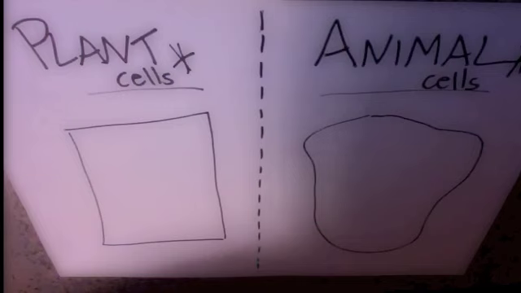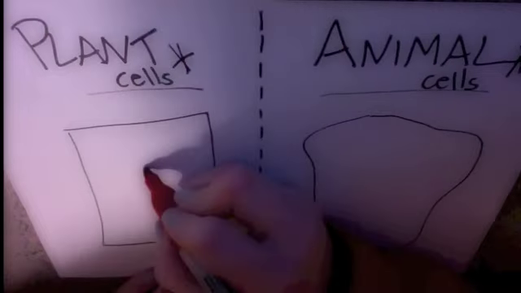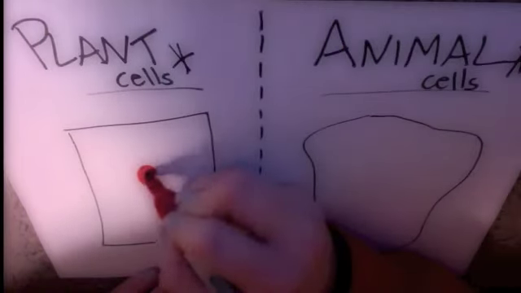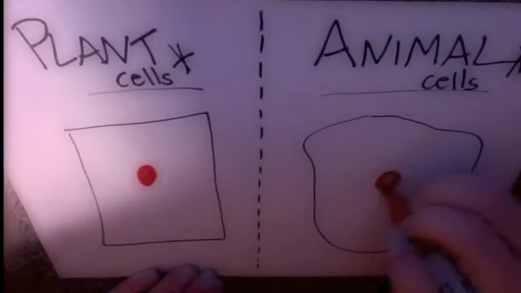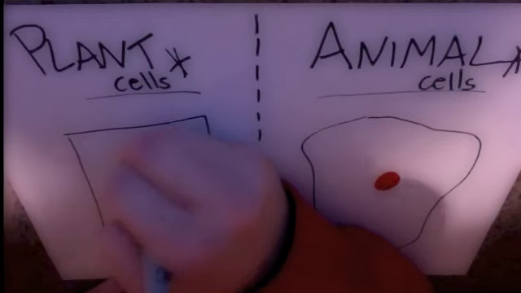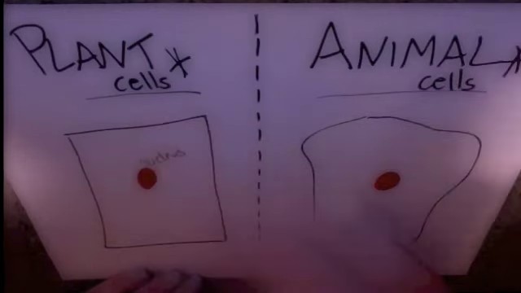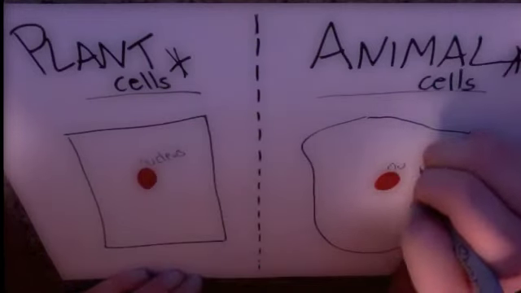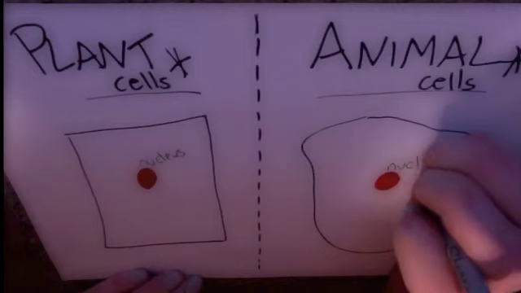Both a plant cell and an animal cell contain something called a nucleus. The nucleus is the control center for the cell. The nucleus acts much like the brain of our cell. It controls all cellular activities.